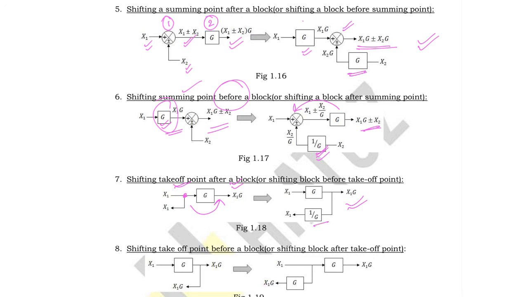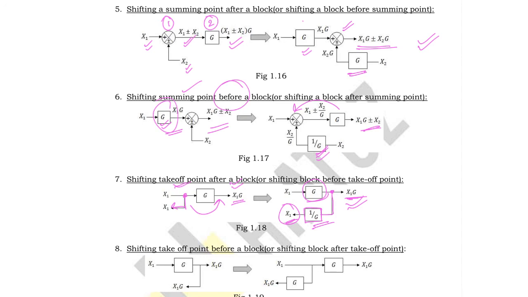Here we are adding a block which is the inverse of the transfer function of the block. So you can see that the takeoff point is x1, while the output is x1G. The output will remain the same, that is not the problem. We have to see if the signal that is being taken off remains the same. Here the signal is x1G. If you are adding the block 1 by G, then this will become x1G into 1 by G, which is x1. So this is how you can shift a takeoff point from before a block to after a block.